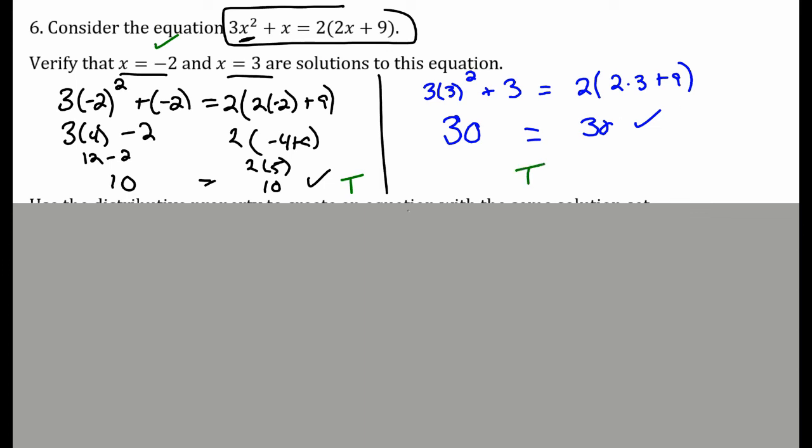I used my calculator for this one. On the left-hand side, I did it by hand. So both work as long as I get a true statement. They don't have to be the same. I don't have to get 10 equals 10 again, but it's a true statement.